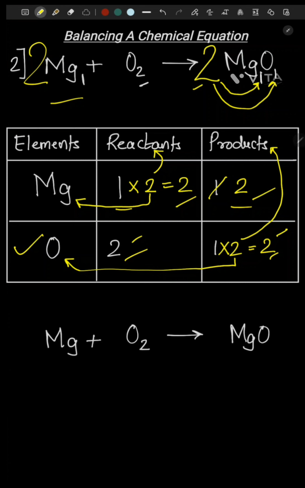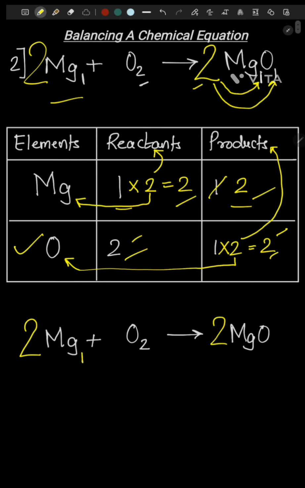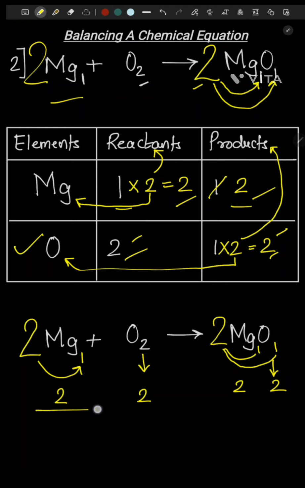Let me write the reaction again. It becomes 2 and 2. Let's check out. Magnesium was 1, 1 and 1. Now this 2 is for this. So 2 on the 2. How many magnesium atom? 2 magnesium atom. 2 on the 2 again 2 magnesium atom. Oxygen was already 2, but here it was 1. So now 1 to the 2. It seems everything is balanced.